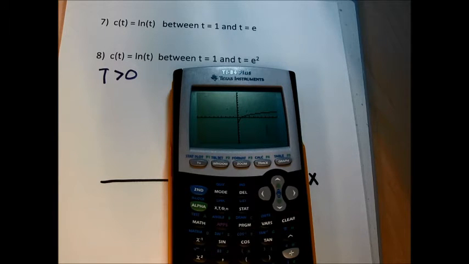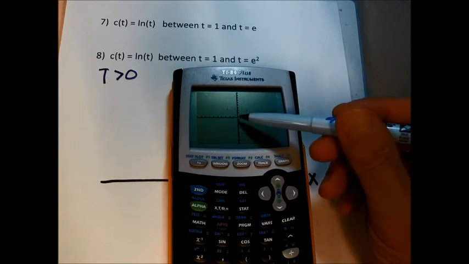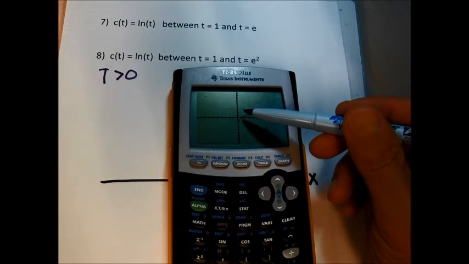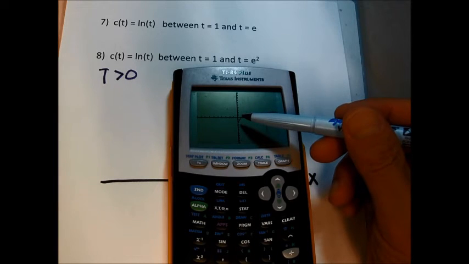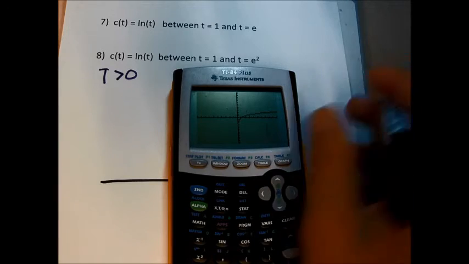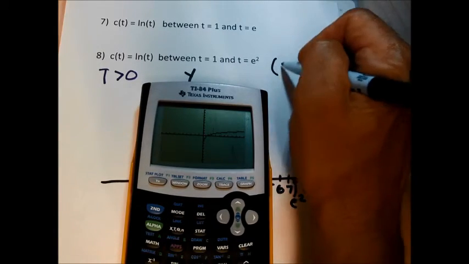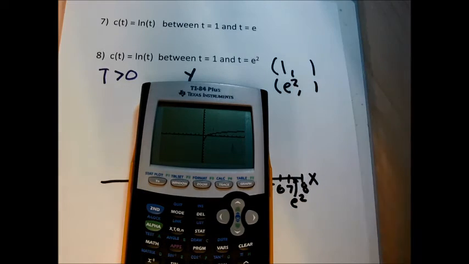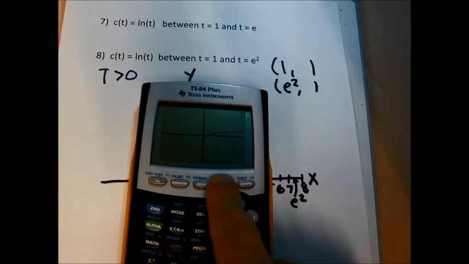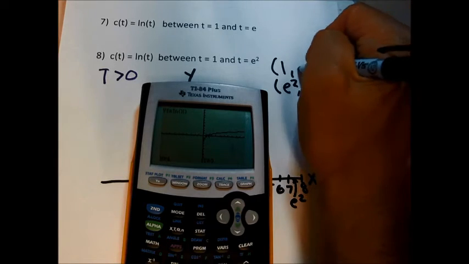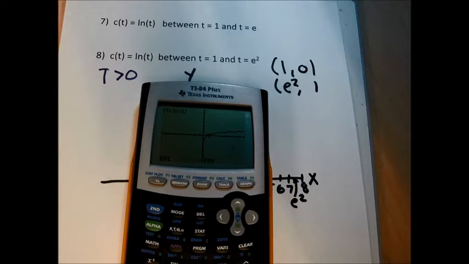And similarly, the graph here, it plunges down forever. It doesn't stop. It basically stays microscopically to the right of the y-axis and goes down forever. I find the points that I need to have. So I need to get the point 1 comma something and e squared comma something. For the 1 comma something, I'm going to go second calc value, type in 1. It tells me it's the point 1, 0. So I'm going to mark that point here in a second on my graph.